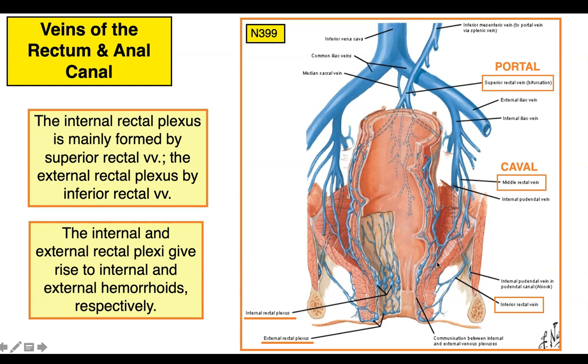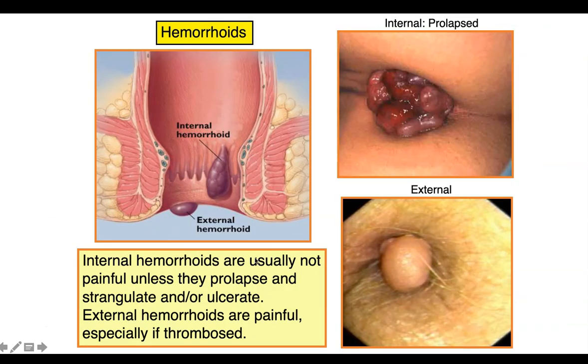So in this portal systemic anastomosis, in case of increased pressure in the portal venous system, in case of portal hypertension, the external and internal rectal plexus veins get enlarged, and they can give rise to hemorrhoids. So there are 2 types of hemorrhoids. If the hemorrhoids occur in the external rectal venous plexus, that is called external hemorrhoids. And if the hemorrhoids are in the internal rectal venous plexus, that is called internal hemorrhoids.